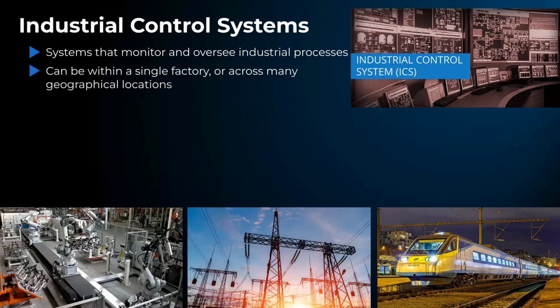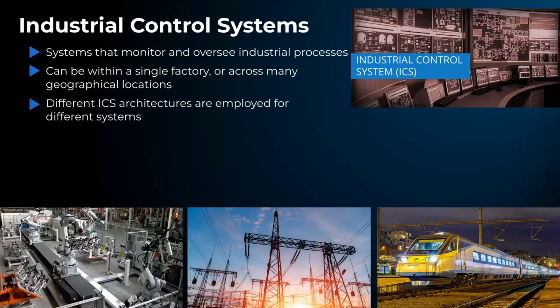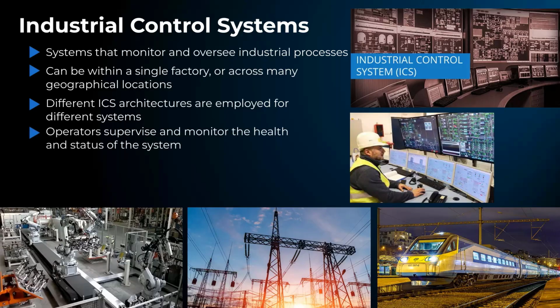An ICS network might be restricted to a single factory or even a specific production line, but it can also extend across multiple geographical locations. Different methods of ICS architectures are employed to control varied physical systems, which we will explore further in this course. Industrial control systems can operate by themselves using control loops. They have different degrees of autonomy and are usually supervised by operators, who can modify the processes based on measurements and feedback obtained from the system.